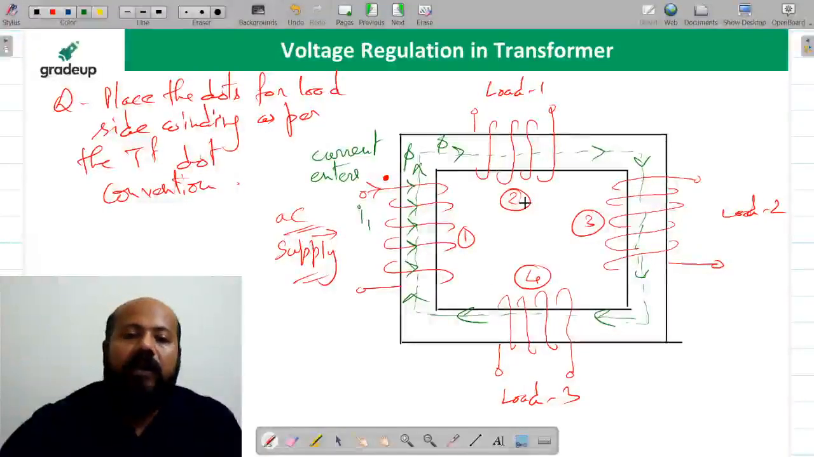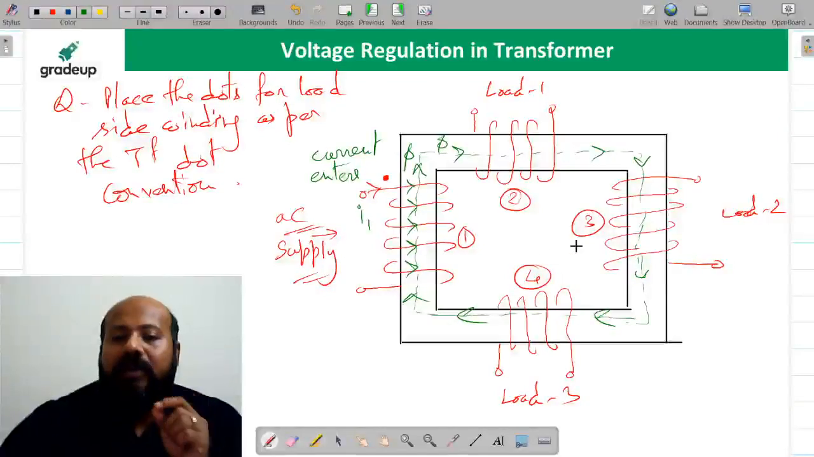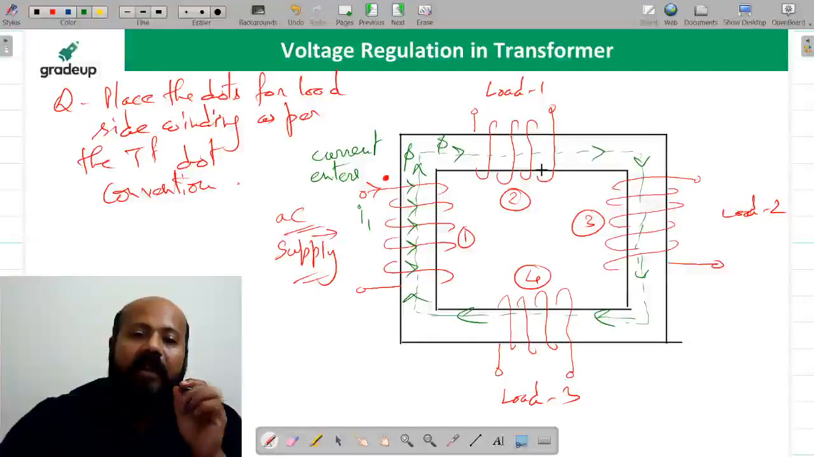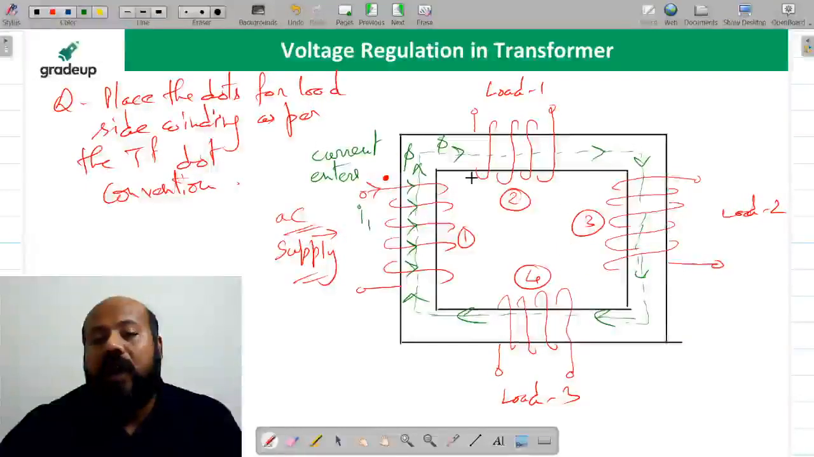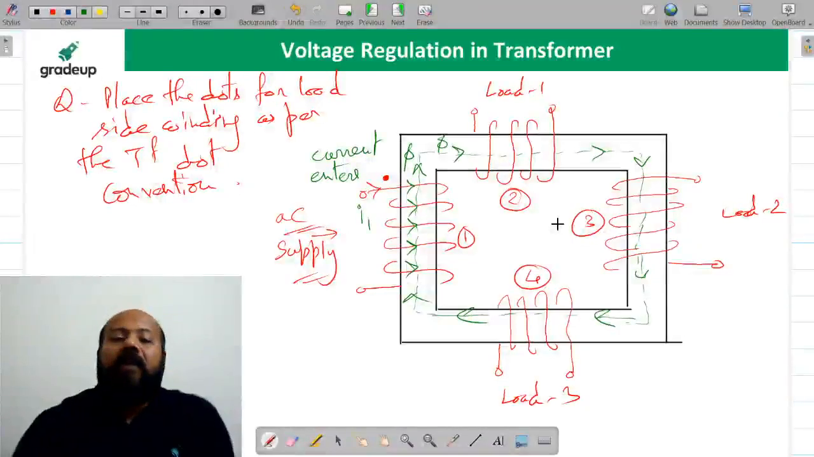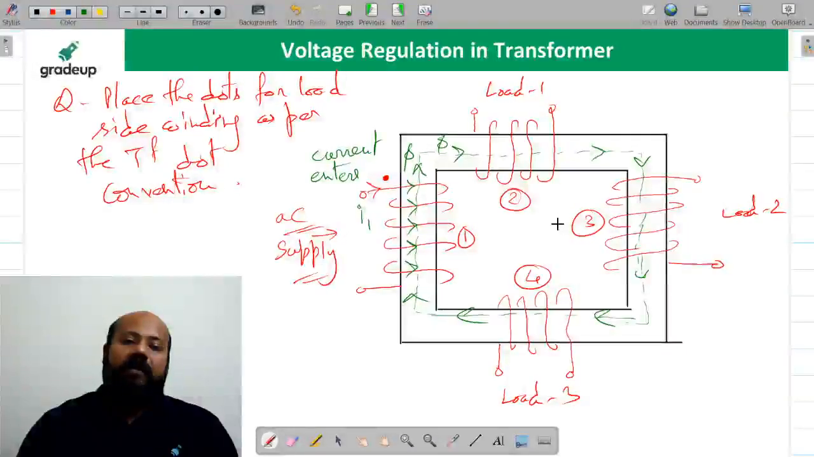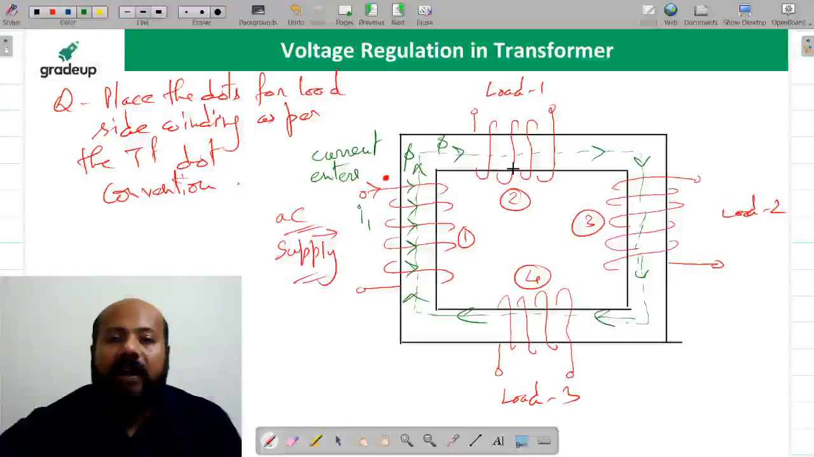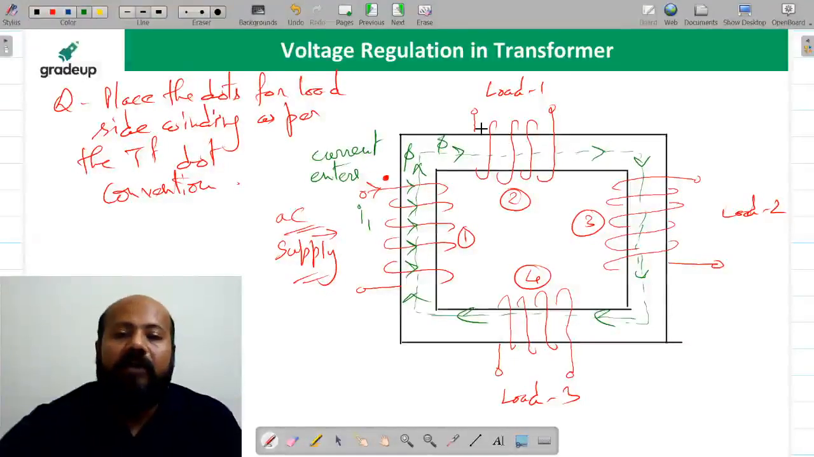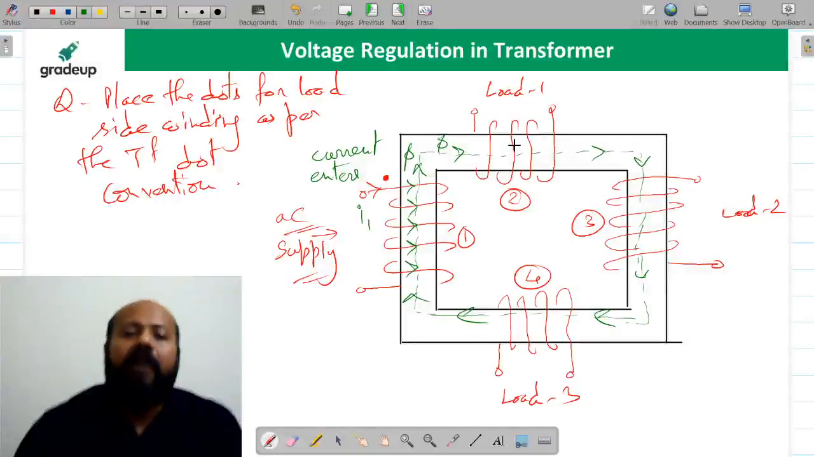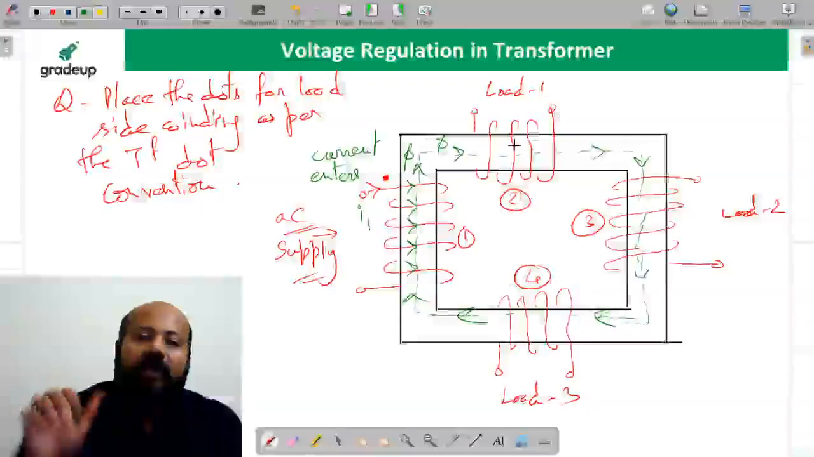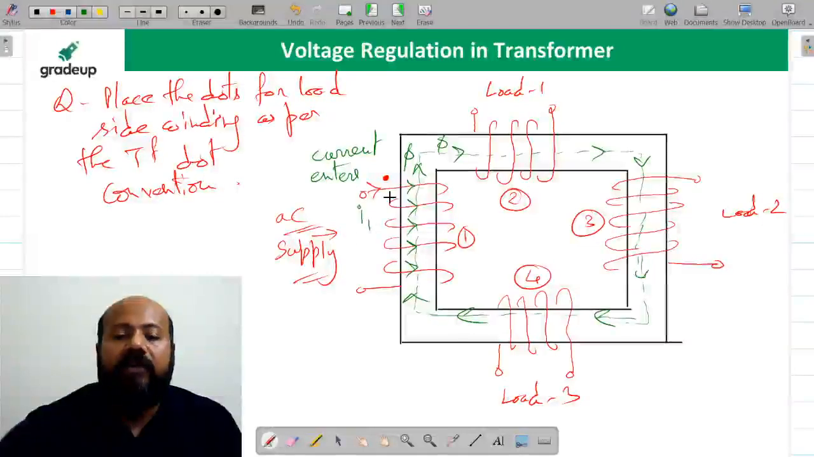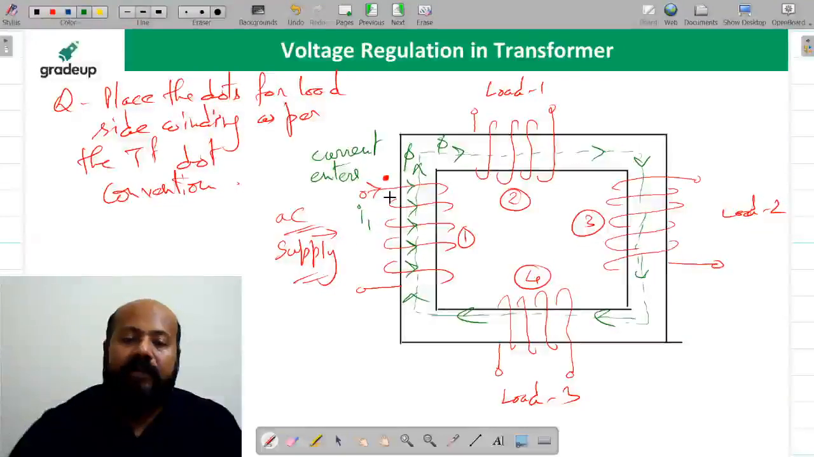Yes or no? Now if you see these 2, 3 and 4 windings, the current sense in these windings should be in such a direction so as to oppose this flux set up by the primary winding or the supply side winding. Yes or no? So what is going to be the current direction in this? Please tell me what is going to be the current direction. You just apply your right hand rule. If it should oppose this flux, then it should be in this direction. So you are going to curve your fingers like this. So the current direction is going to be in this direction.